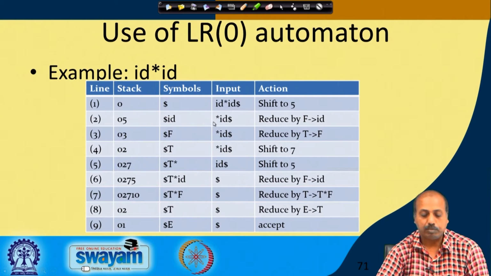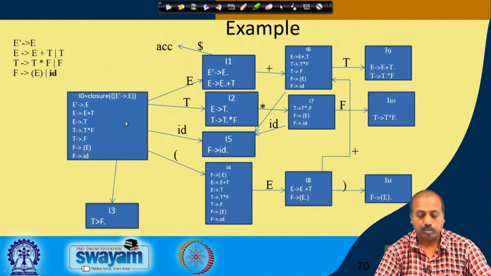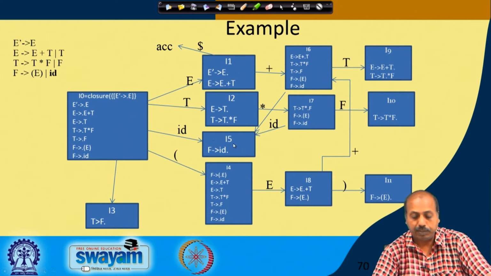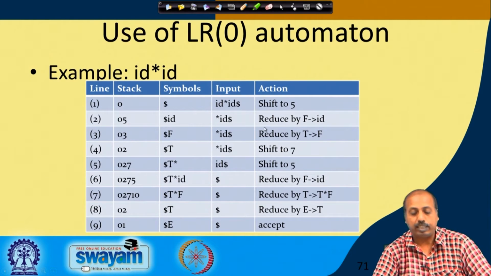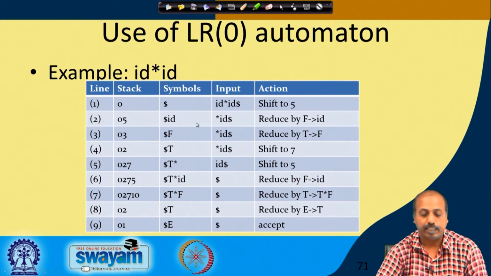Now the next input is star, and the current state is 5. It finds that there is a rule like F producing ID dot. Based on that it understands that it has seen a handle.